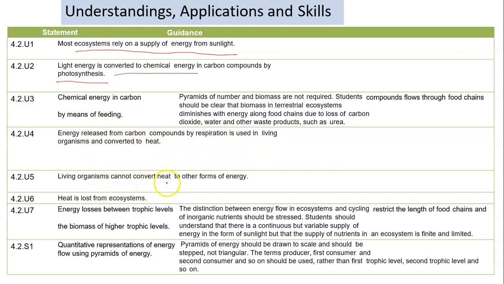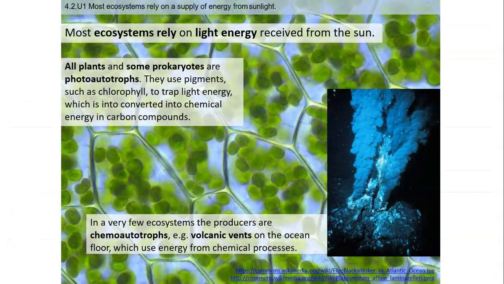Living organisms cannot convert heat to other forms of energy. Heat is lost from the ecosystem. We will learn how it happens in the different layers of the pyramid of energy, including energy losses between trophic levels. We also learn about trophic levels and the quantitative representations of energy flow using pyramids of energy. I am telling you that this is a very simple, easy and understandable unit. It doesn't take too much time because we already know most of it.